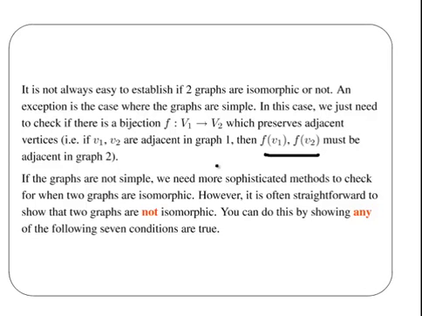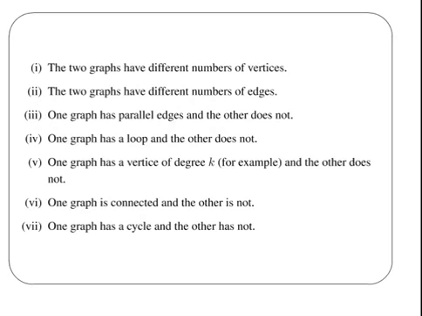Now, if the graphs are not simple, we need more sophisticated methods to check if they're isomorphic or not. However, it is often straightforward to show that they're not isomorphic. So prove the opposite. You can do this by showing that any of the following seven conditions are true. The first one is that the two graphs have a different number of vertices. That's almost a giveaway. The second one is the same: they have a different number of edges. Automatically, they can't be structurally the same. The same goes for a different number of components.